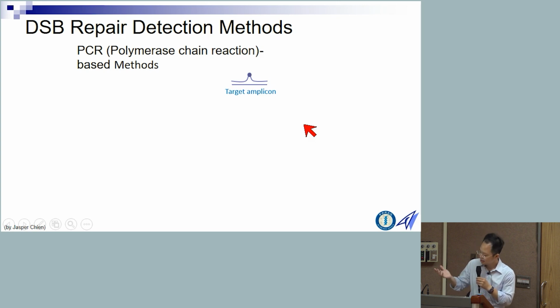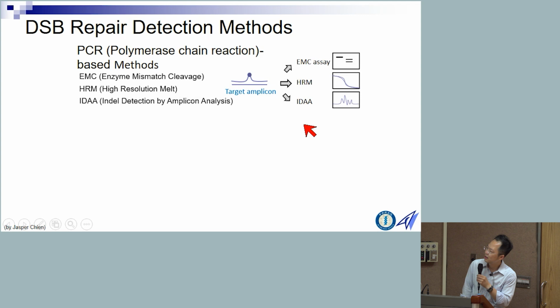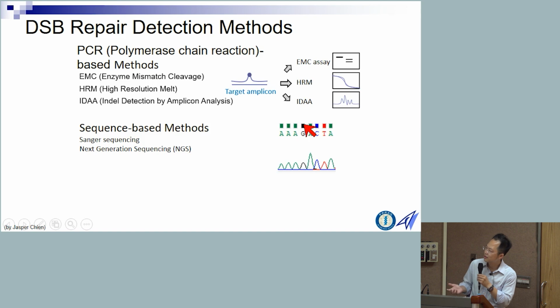So there are the PCR-based methods such as EMC, enzyme mismatch cleavage, HRM, IDAA. Those are the common ones people use based on PCR. They are also sequence-based, such as the conventional Sanger sequencing, and the more expensive one, next generation sequencing. I don't know about you, but for us, NGS is very expensive. So at that time, we were kind of stuck. It's like, man, is there a way that we can detect the DNA repair dynamics at a faster throughput?